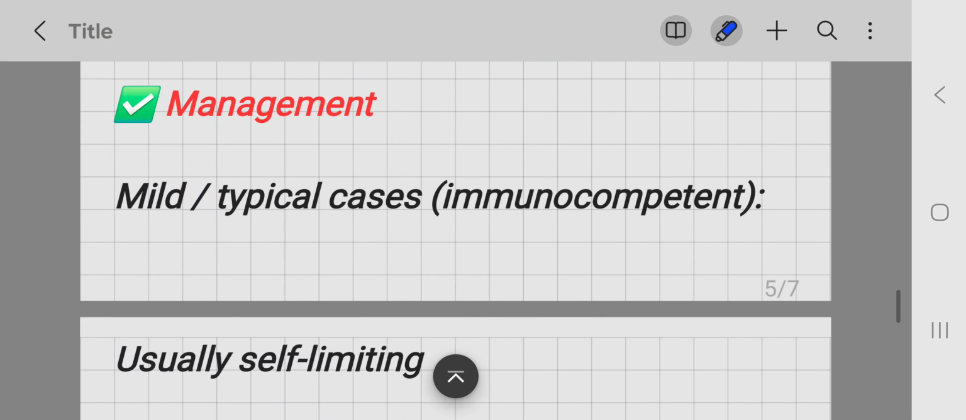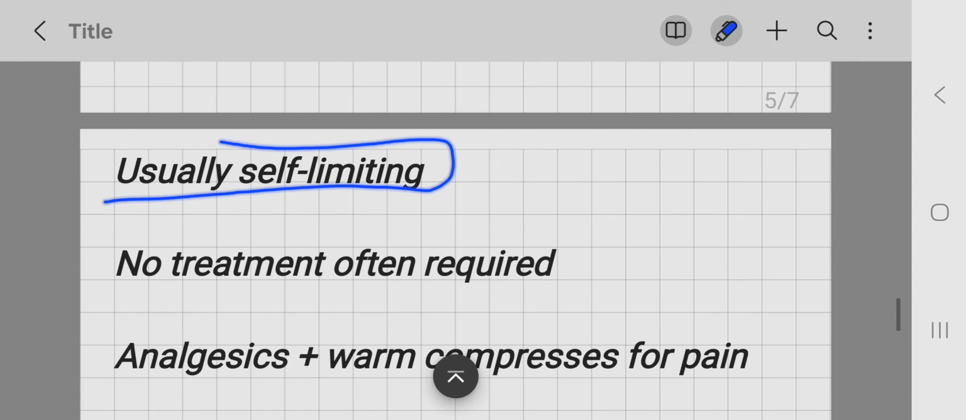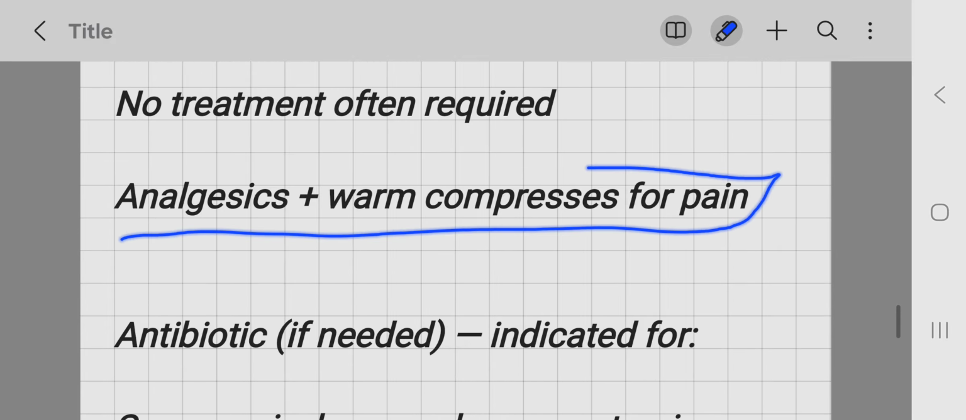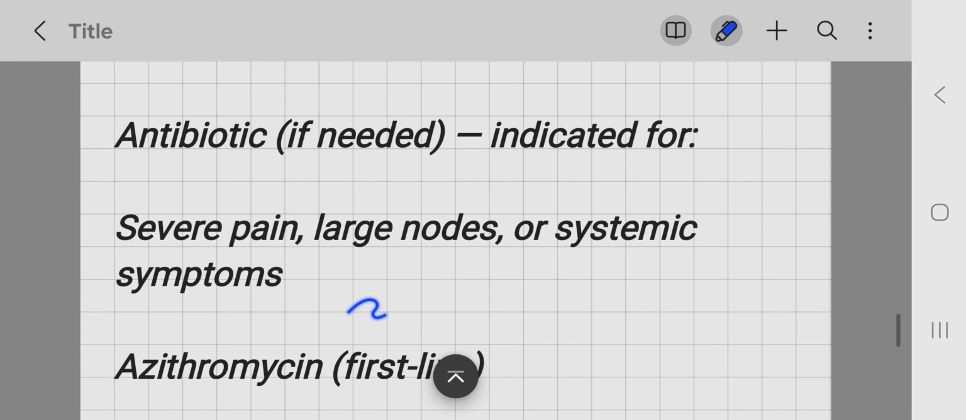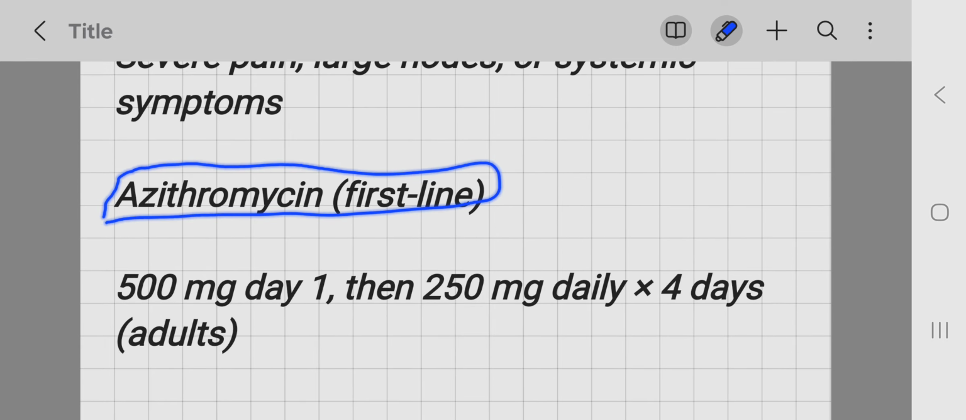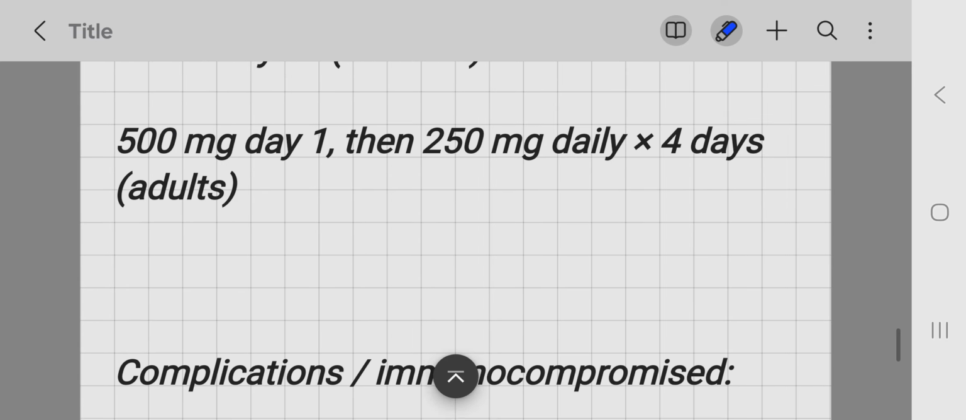Management: in case of mild or typical cases, if the patient is immunocompetent, it is usually a self-limiting condition and no treatment is usually required. Only analgesics and warm compresses for pain. But if antibiotic is needed, then azithromycin is given as first line antibiotic. Azithromycin is given for 5 days: 500 mg on day 1 and then 250 mg daily for the next 4 days.